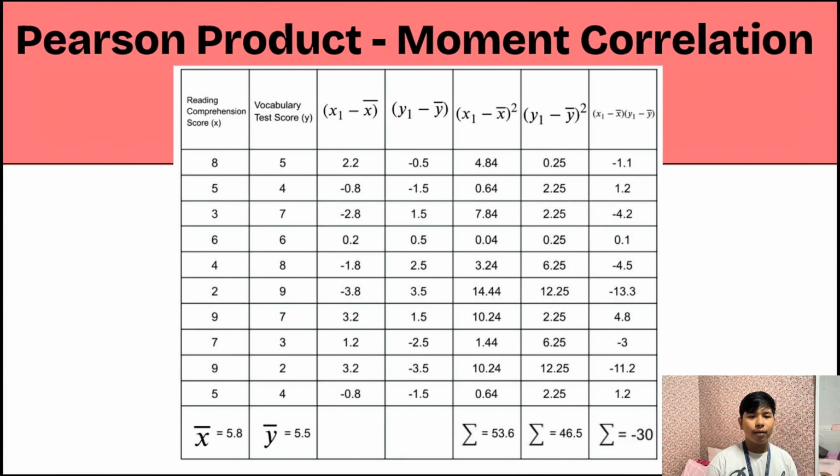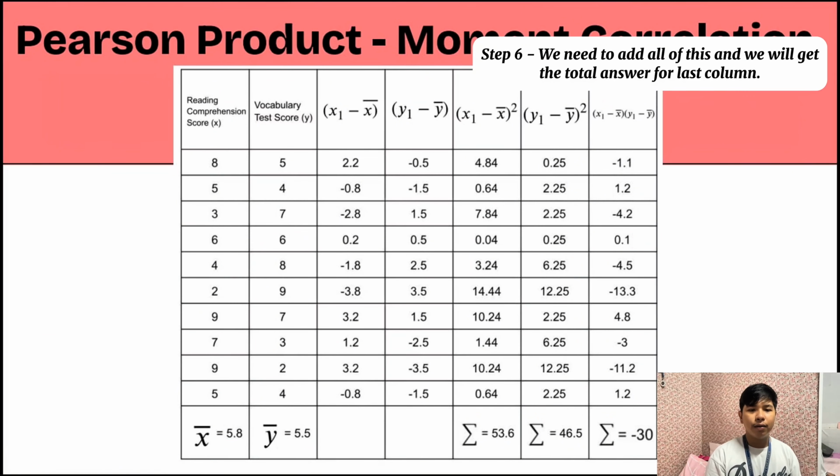3.2 times 1.5 equals 4.8. 1.2 times 2.5 equals 3. 3.2 times negative 3.5 equals negative 11.2. Negative 0.8 times 1.5 equals negative 1.2. We need to add all of these and we will get the total answer, which is negative 30.